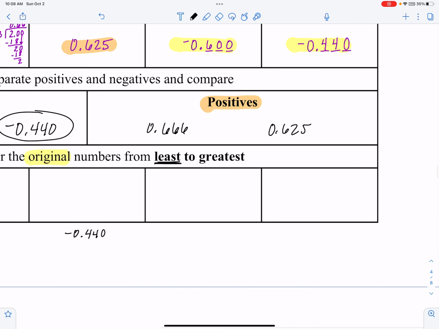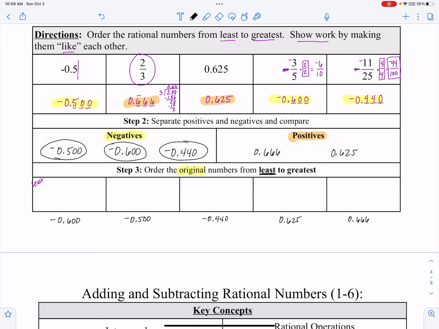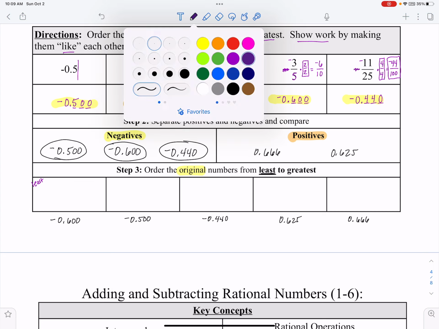Okay, so now I'm just thinking temperature again, which is the hottest temperature, and that is 0.666. And so we'll go ahead and put that there. And so that leaves us with the 0.625, 625 thousandths, as our last one. All right, now that we have that, we can write our actual original numbers.